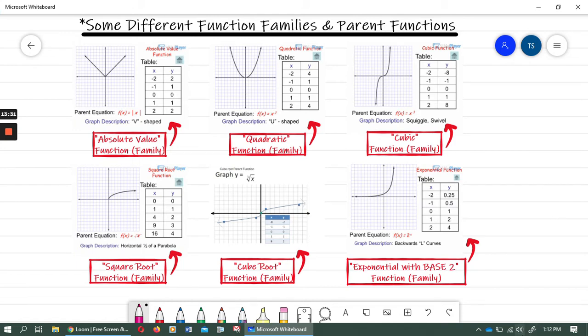All right. So guys, for the cube root function family, you see here we've got the cube root. Again, it's a type of radical.